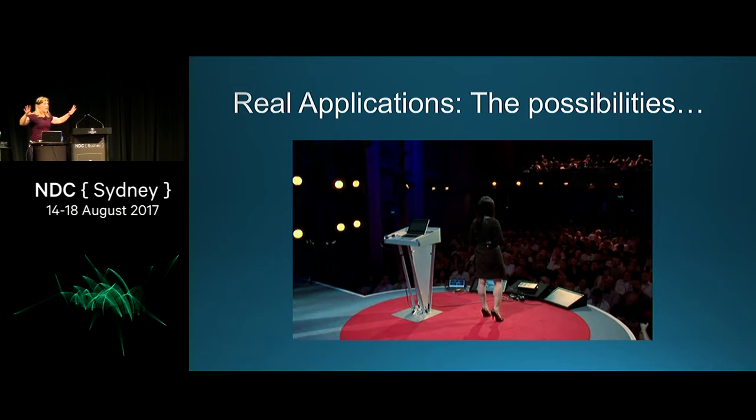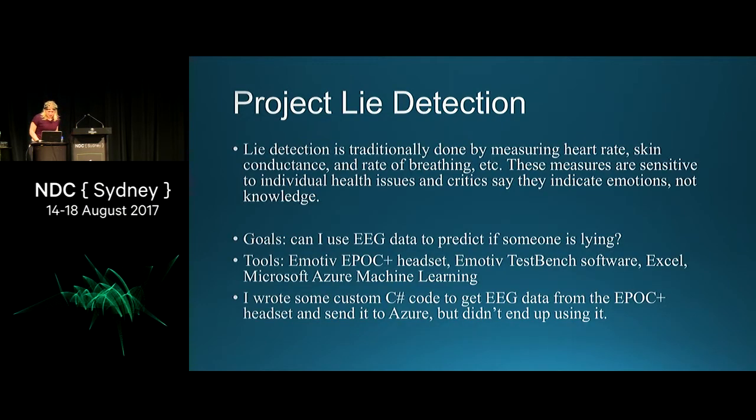So all these life-changing examples, all these cool things that we can do to benefit humanity, and what does Jennifer choose to do with it? Lie detection on her husband. Yeah, way to help humanity, Jen.